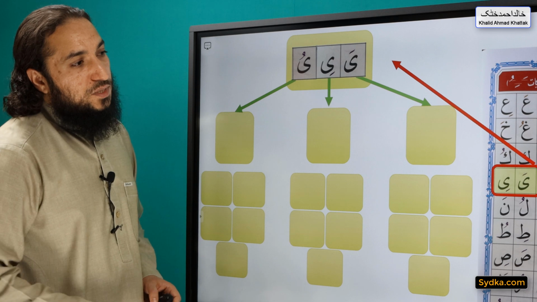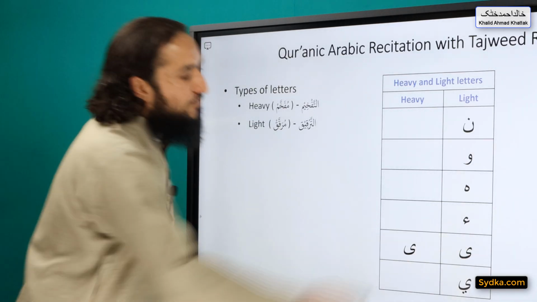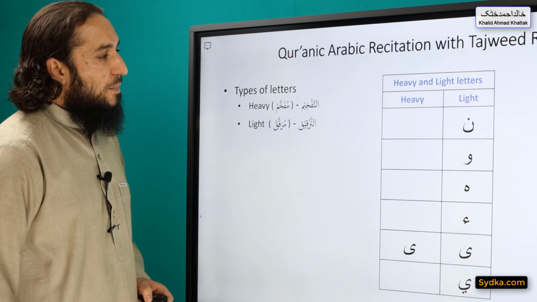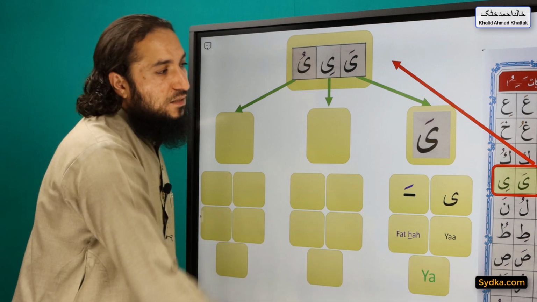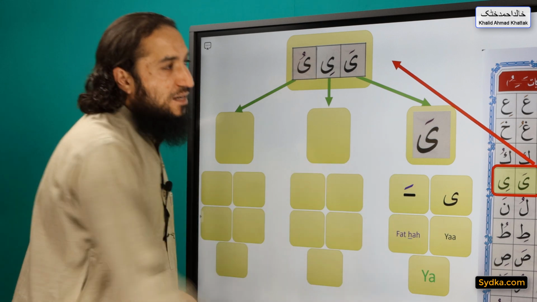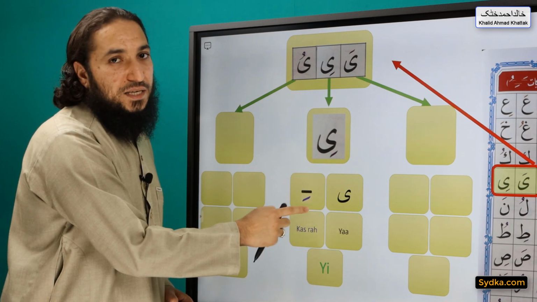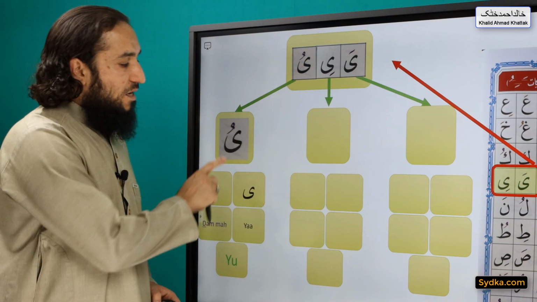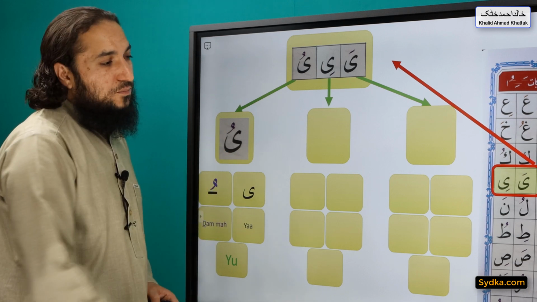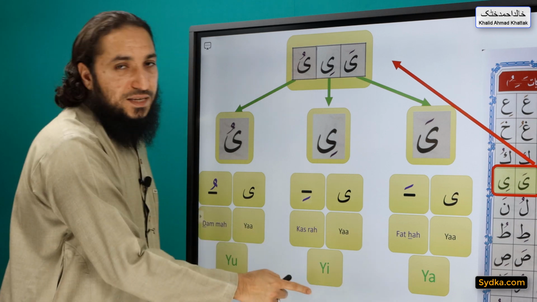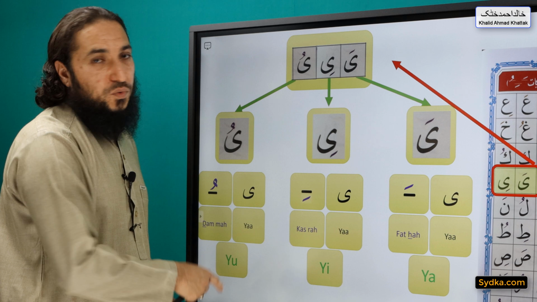The next 3 syllables are about Ya. It is a light letter used as a light letter here. Ya Fatha Ya, Ya Kasra Yi, Ya Dhamma Yu. Ya, Yi, Yu.